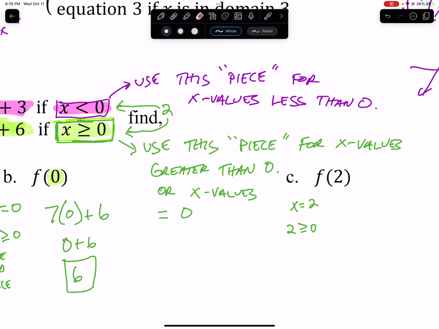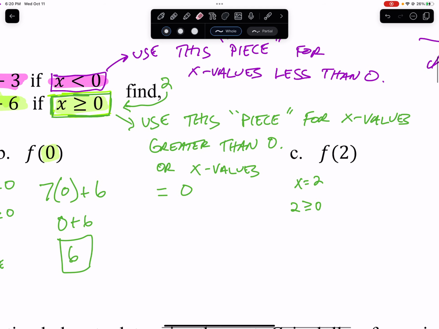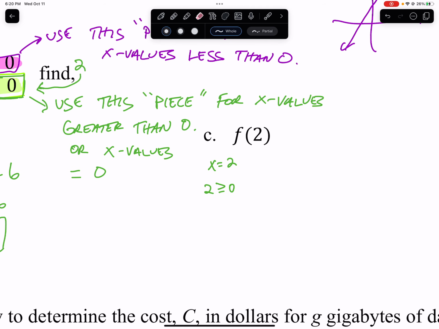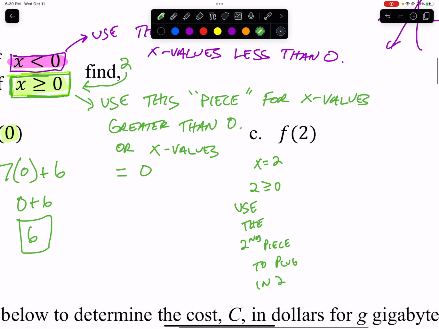So that means 2 fits in the bottom domain, which means I use the bottom function, the bottom piece. So I'm going to use the second or bottom piece to plug in 2. So f of 2 would be equal to the bottom piece, which is 7x plus 6. And I'm substituting in 2 for x. So I have 14 plus 6, which is 20.